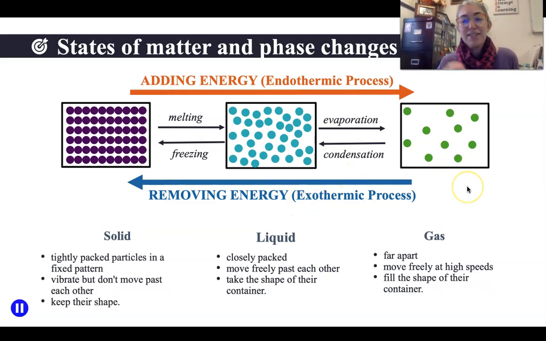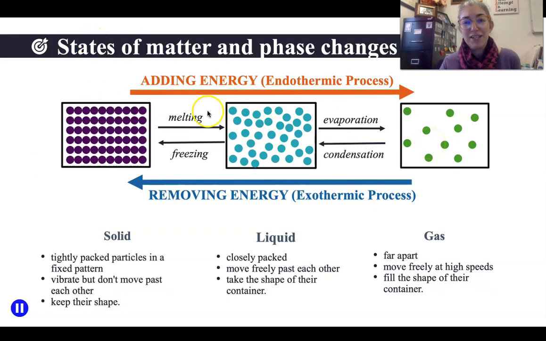Versus gases, these are particles that are all far apart. They're moving very quickly, bouncing off each other, and not sticking together. Therefore, they have both a flexible shape and a flexible volume. They can expand or contract to fit the volume they're in. There are various state changes between these different states of matter.